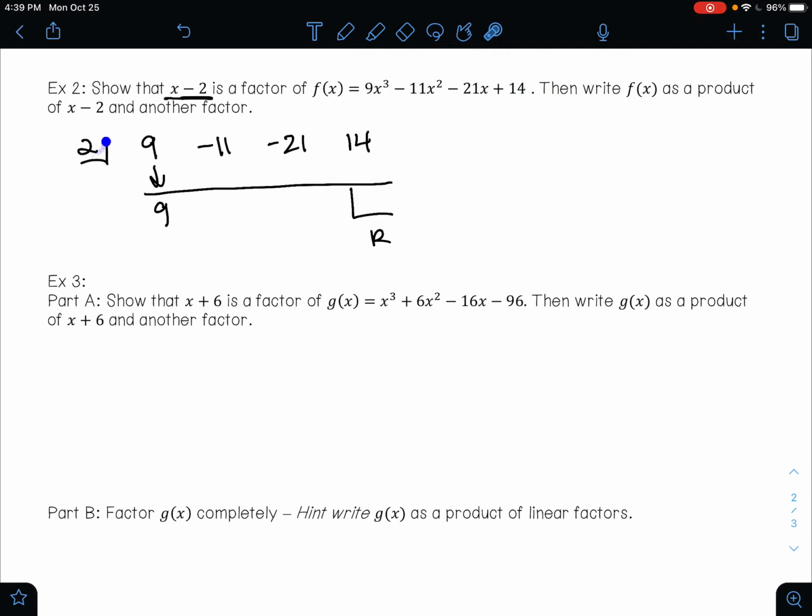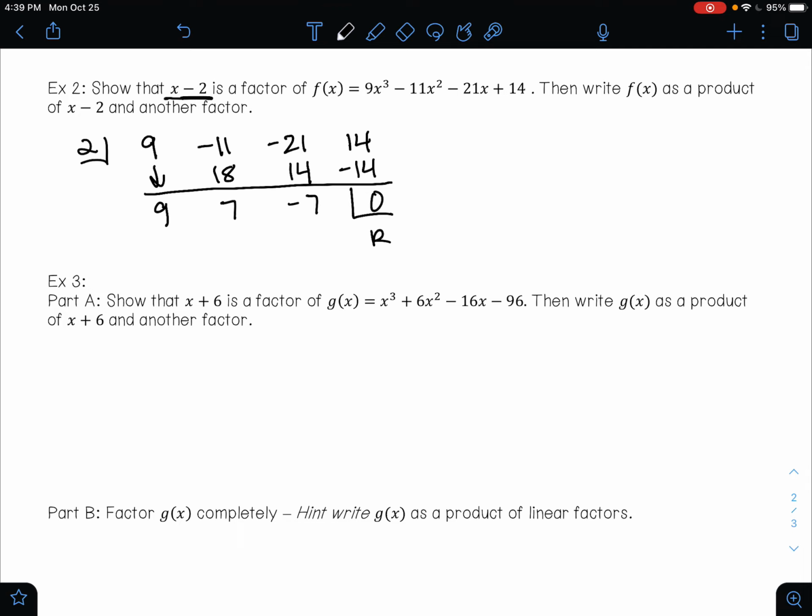So 2 times 9 is 18. Negative 11 plus 18 is 7. 2 times 7 is 14. Negative 21 plus 14 is negative 7. 2 times negative 7 is negative 14. 14 minus 14 is 0.